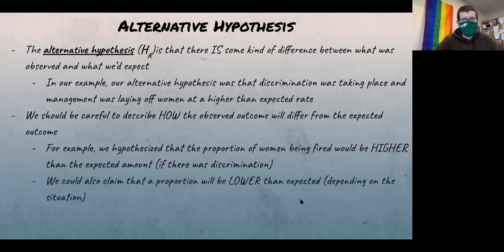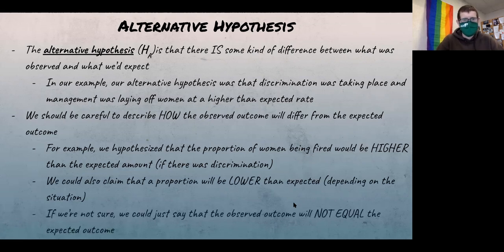We could also claim that a proportion will be lower than expected depending on the situation. And we're going to get into this more, but if we're not sure, we could just say that the observed outcome will not equal the expected outcome. This might seem a little bit abstract currently. Are there questions right now that you have that you'd like to ask?